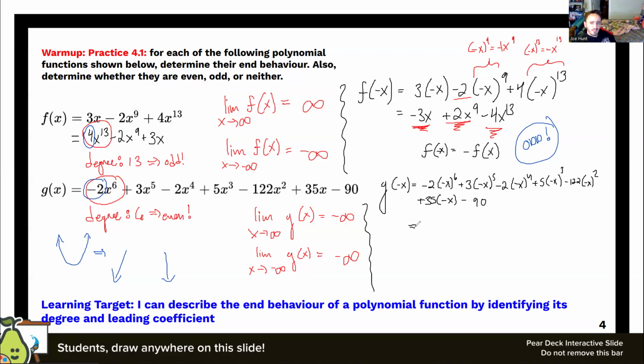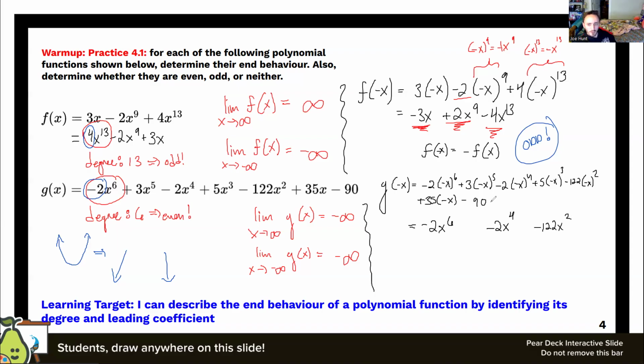So I can kind of speed this up by saying, okay, -x to the sixth is going to look like -x to the fourth, it's going to look like -x to the second. They're all going to switch back to being positives multiplied by their leading coefficient, right? So -2 times -x to the sixth is going to stay looking like -2x to the sixth. -2 times -x to the fourth is still going to look like -2x to the fourth. -122 times -x to the second is still going to look like -122x to the second.